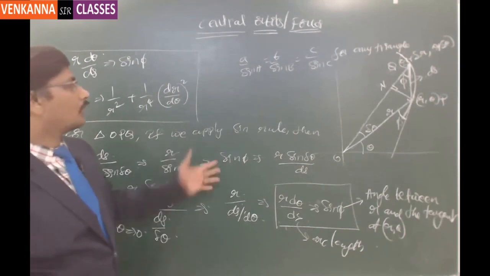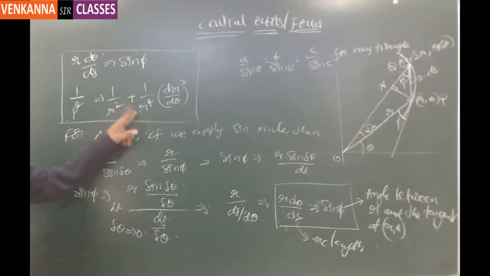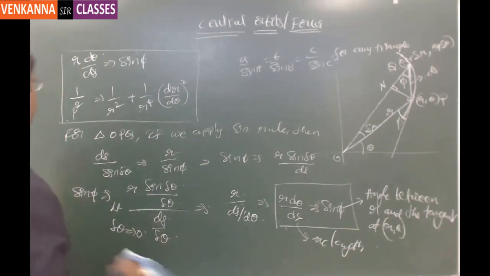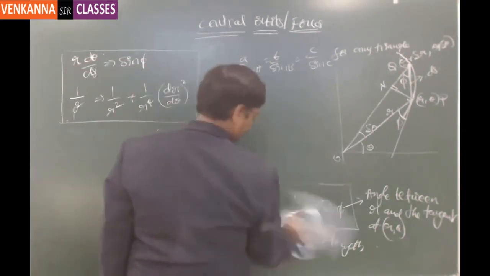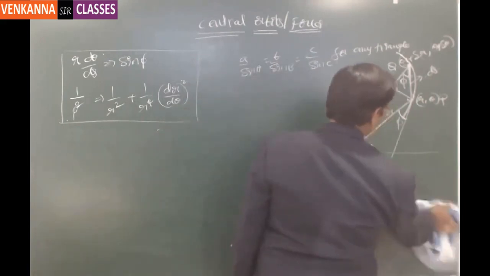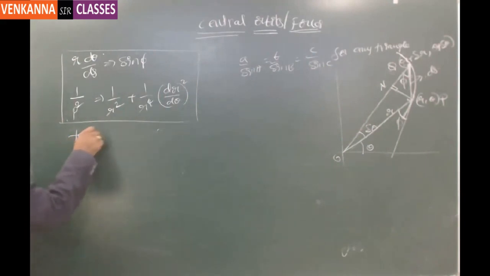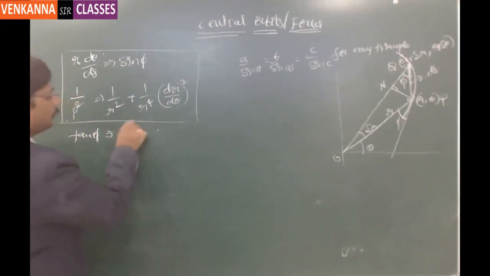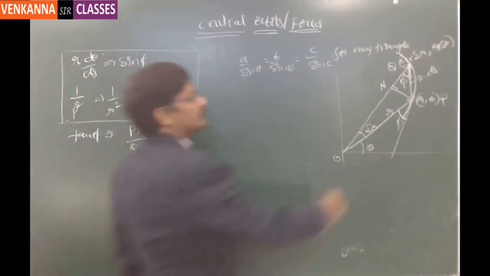Got it? So you can note this down. This relation and this relation we are also going to use. Now I am going to derive this relation for the same diagram. Okay. Now for the second relation, if you want to calculate tan phi, tan phi is equal to Pn by Qn, and Pn is this length.